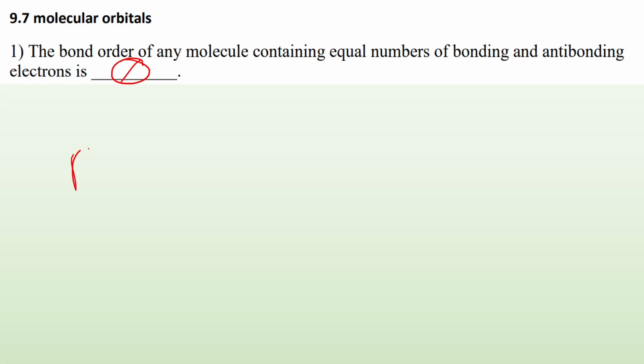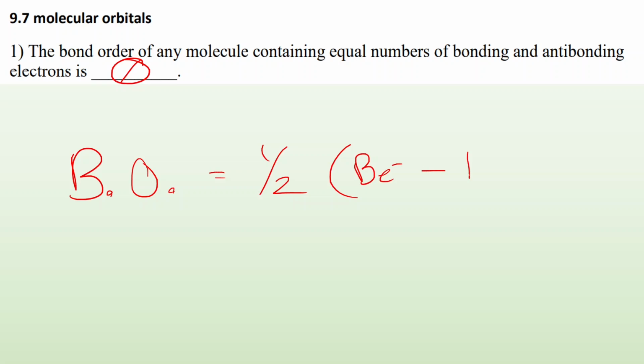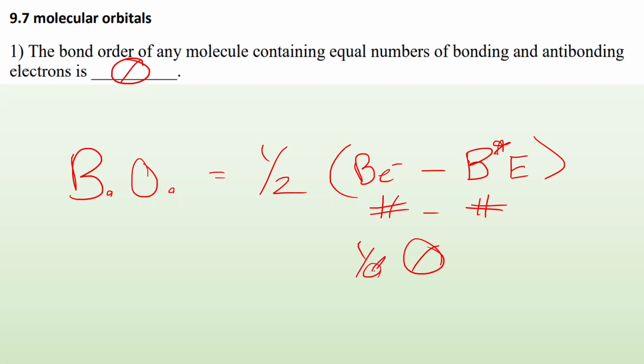All right, so bond order is equal to 1/2 the bonding electrons minus the anti-bonding electrons. So if you have the same number of bonding electrons and anti-bonding electrons, when you do that math, you get 0, and 1/2 of 0 is still 0.